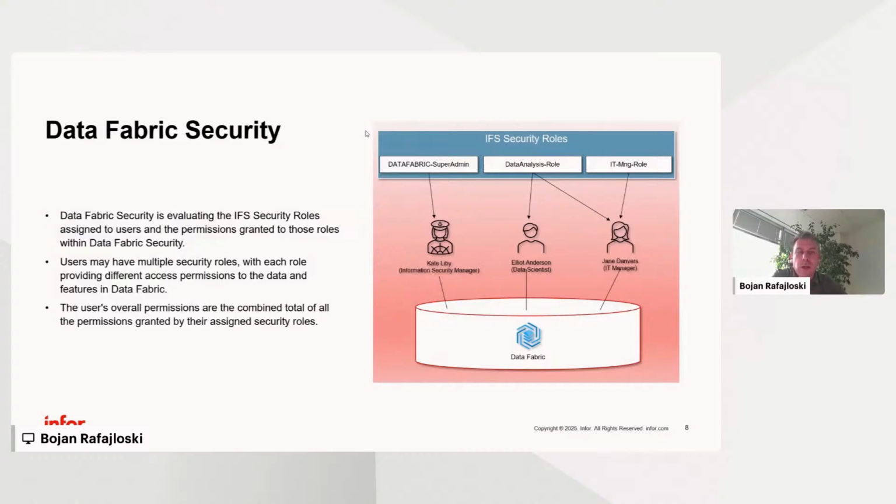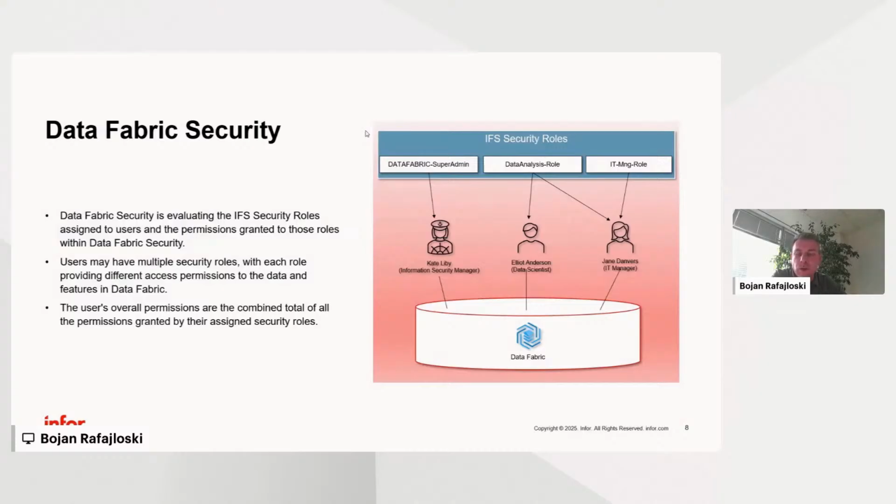So just as a reminder, what's Data Fabric Security? It is a set of tools that allow you to manage role-based access to the Data Fabric features and services, as well as managing access to the data. The access to the data is managed on an object level and property level, also known as table level and column level data security. The Data Fabric Security feature is based on applying the permissions on the IFS security roles.